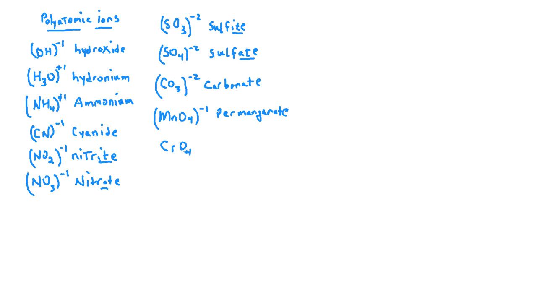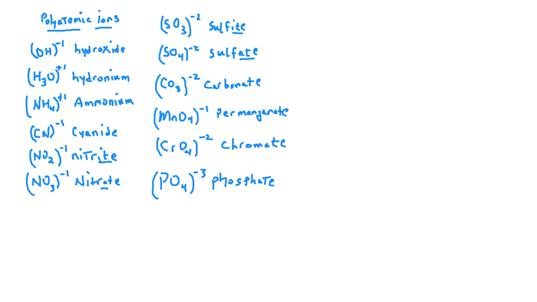CrO4 -2. This is called chromate. -2 means it needs 2 electrons, okay? And here's one with 3. PO4 needs 3 electrons. Look at that, needs 3 electrons. This is called phosphate. Okay, phosphate. I don't know if there's anything else I want to give. Carbonate, hydroxide. Well, I can't think of anything now.